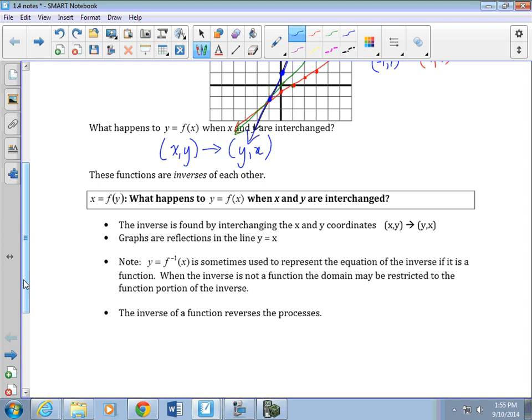y equals f⁻¹(x), called the inverse, is sometimes used to represent the equation of the inverse if it's a function. When the inverse is not a function, the domain may be restricted to the function portion of the inverse. So sometimes you won't be able to do the inverse because you're going to have values that are not allowed, like in the case of rationals or radicals, where you can't take the square root of a negative value. The inverse of a function reverses the process. So instead of graphing it (x, y), you'd graph it (y, x).